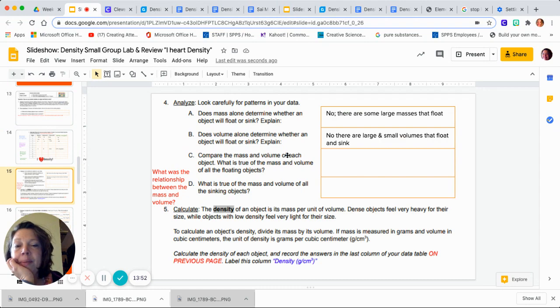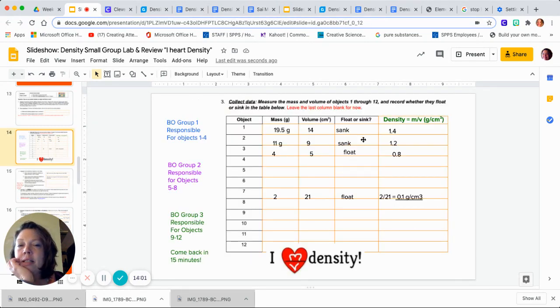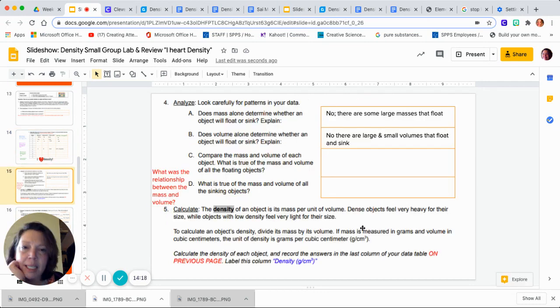Go here, compare the mass and volume of the object. What is true about mass and volume of all floating objects? Go back there, take a look at all the ones that float. Which one is greater than the other? Is it mass or is it volume? Which one is greater, mass or volume, for your floating objects? Which one's greater, mass or volume, for your sinking objects? And then come back here and write in what that relationship is.